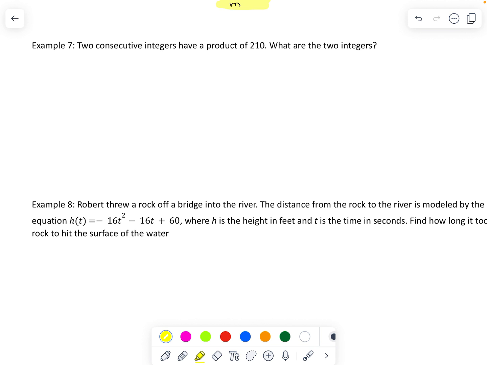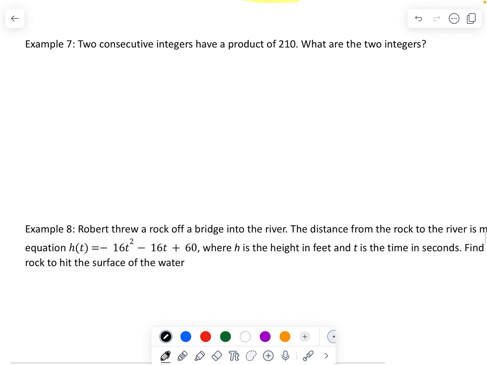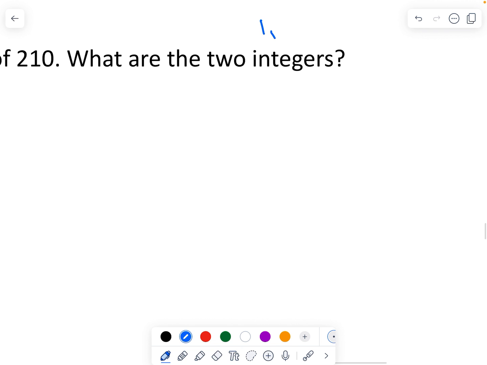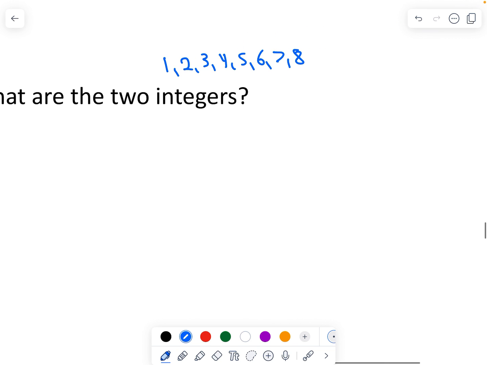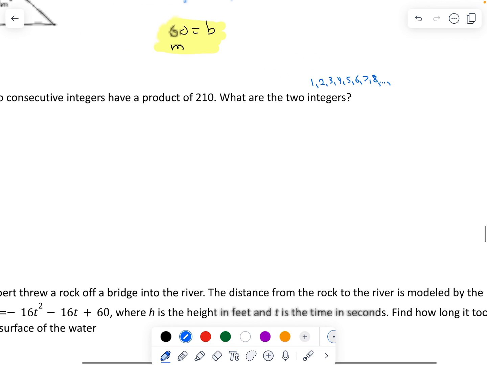2 consecutive integers have a product of 210. What are the 2 integers? Now, this is an interesting question. An integer is just a number, right? An integer is just a number like 1, 2, 3, and consecutive means they are just back to back. Like 3 and 4 are consecutive integers. 7 and 8 are consecutive integers, right?